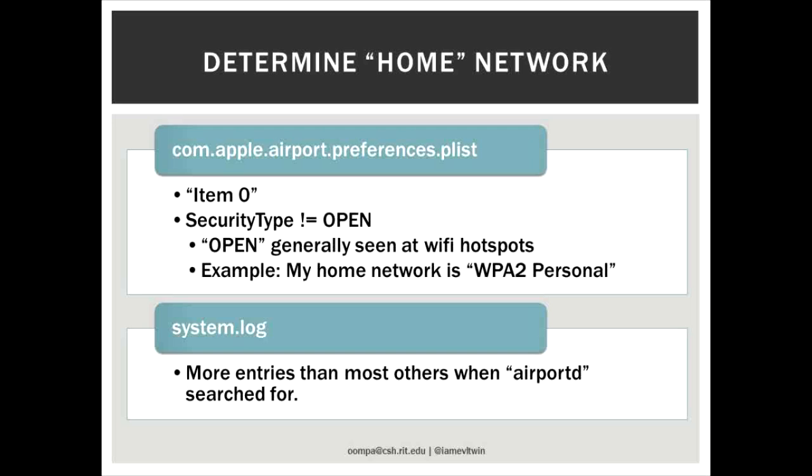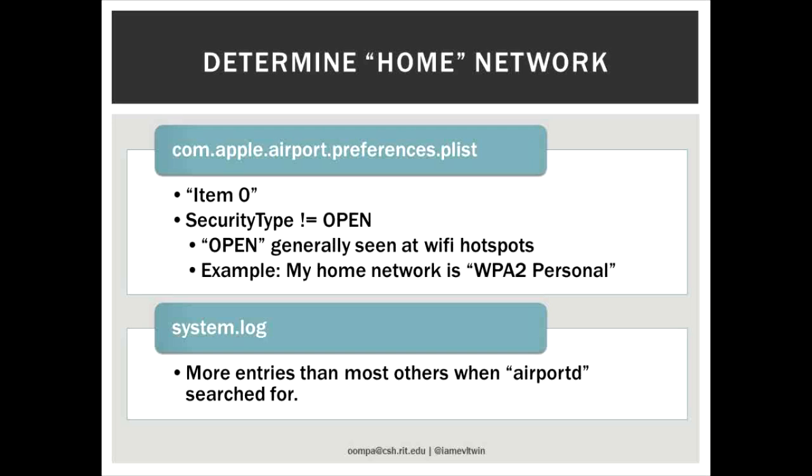So, determining a home network. This is really more of an art than a science. In an investigation you might want to know which network is this person's home network or business network. A couple of things help determine that. In the airport preferences list that we've already seen, we can see item 0. Item 0 is going to be the first network that the computer was set up with.